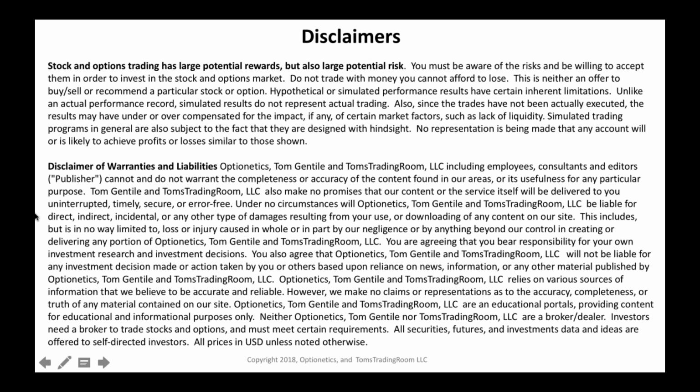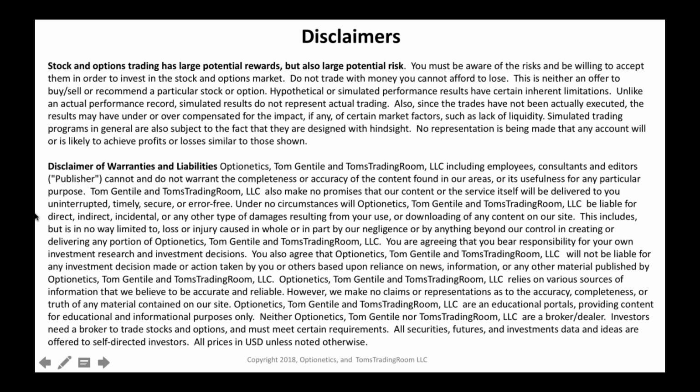The other thing I want to mention is that myself, Jay, everyone associated with Tom's Trading Room and Optionetics, we are here as your educators. All right. We're not personal investment advisors. We cannot give personal investment advice. Can't do it. All right.